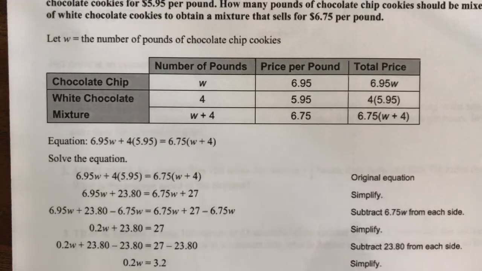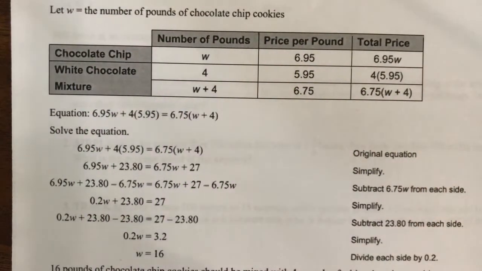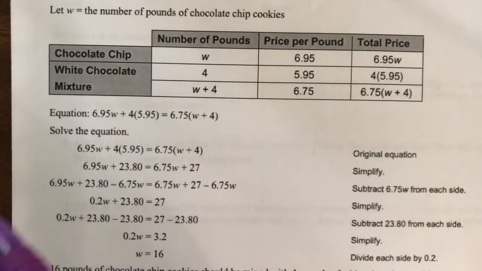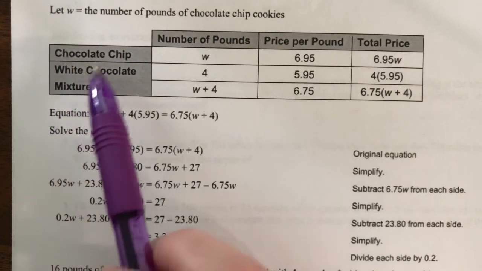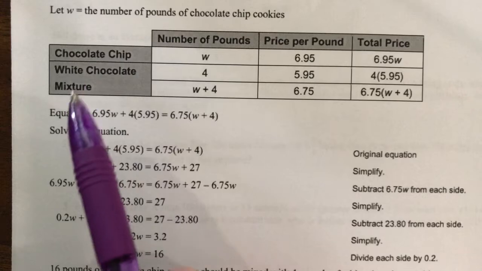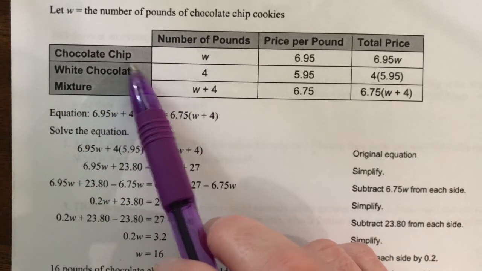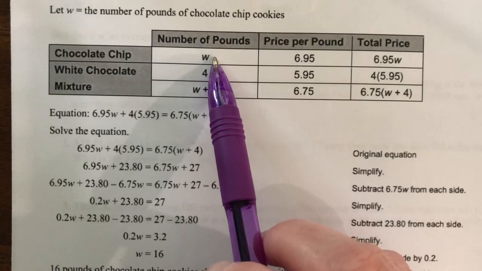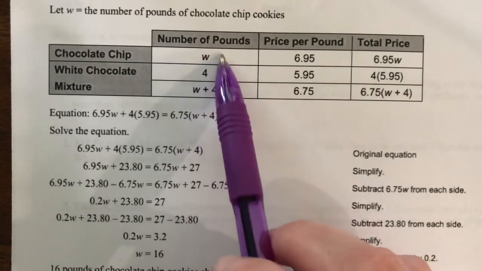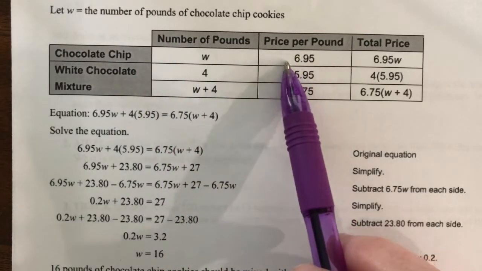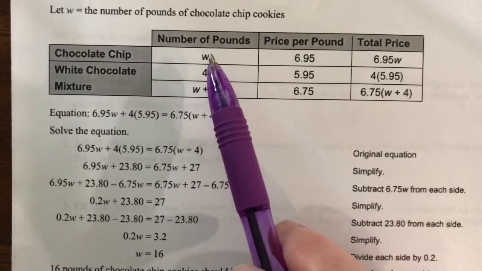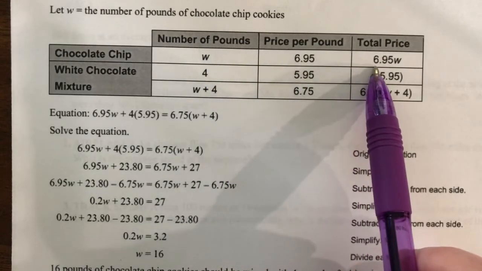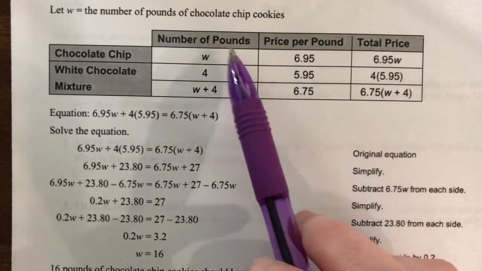So one way, if you're a visual learner like me, to separate out or organize your information is with a table, okay? We've got a few different variables. If you're mixing two things, like here it looks like we're making chocolate chip cookies, we've got chocolate chips and white chocolate chips, and we're mixing them together, right? For chocolate chips, you've got your number of pounds that you're buying, and how much it costs per pound. So you've got your weight, your cost, and the total price of chocolate chips is multiplying these two together, right?